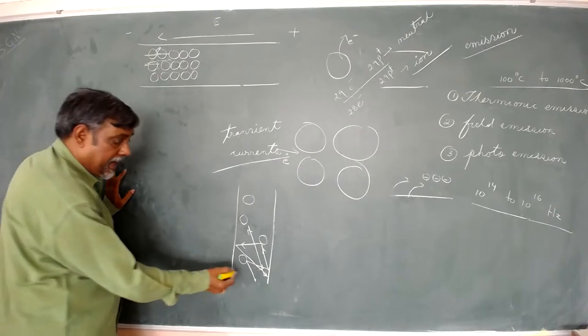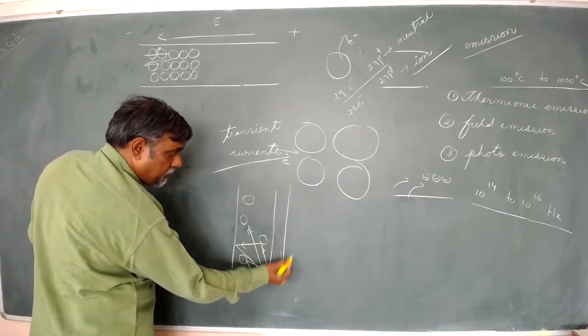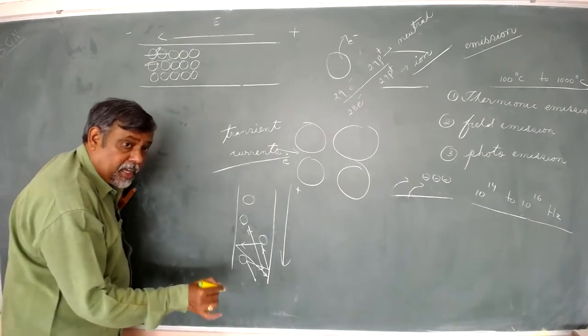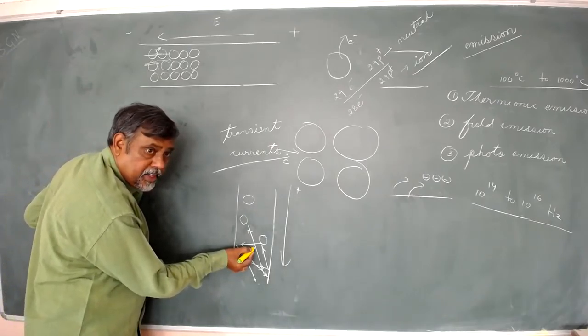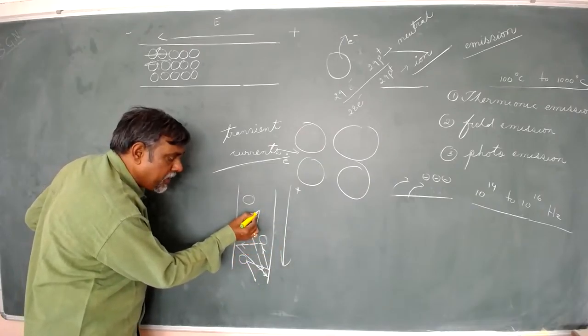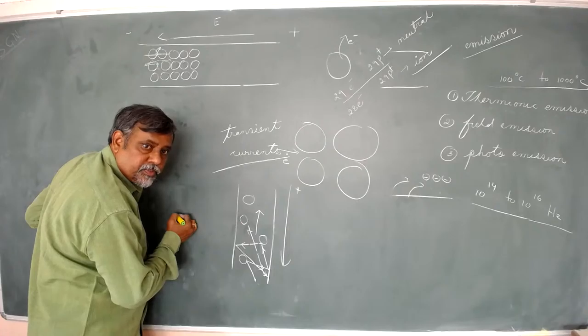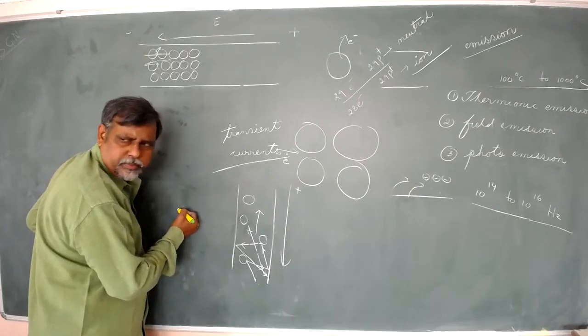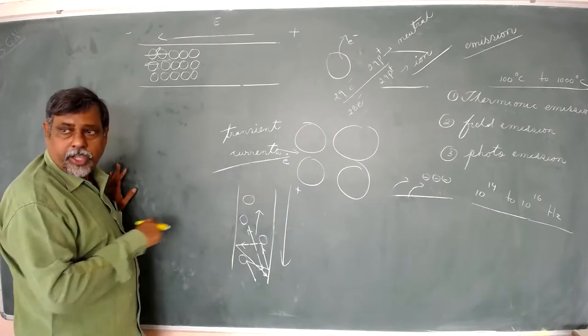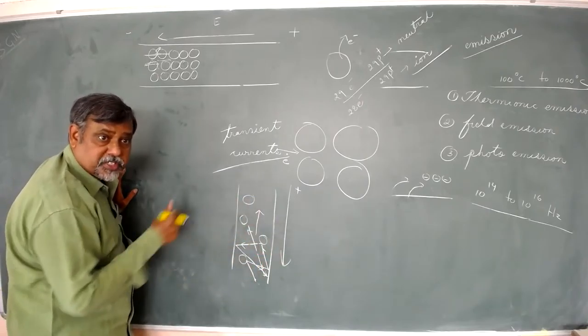But the electric field is applied in this direction. Ultimately, in spite of having a number of collisions, the electron will start moving ahead. Of course, that will be very slow. Slowly it moves. So what do we call this complete process?